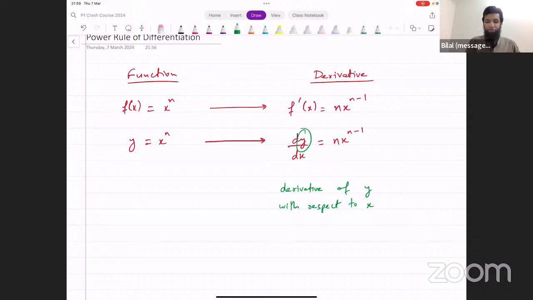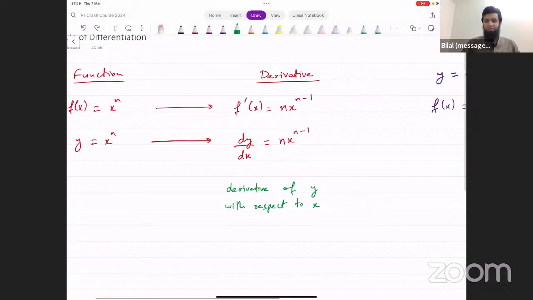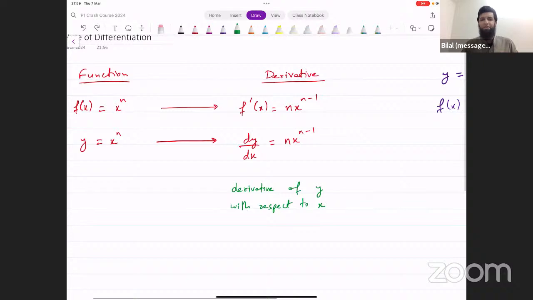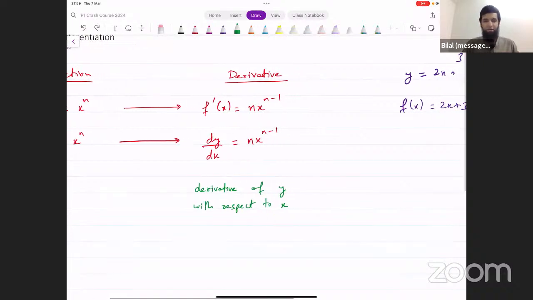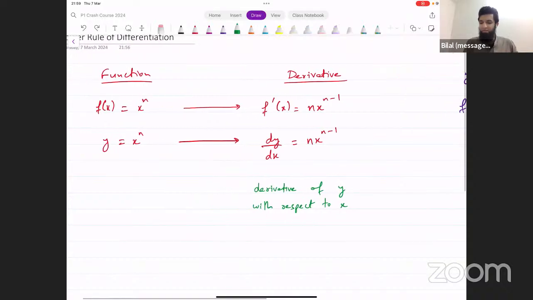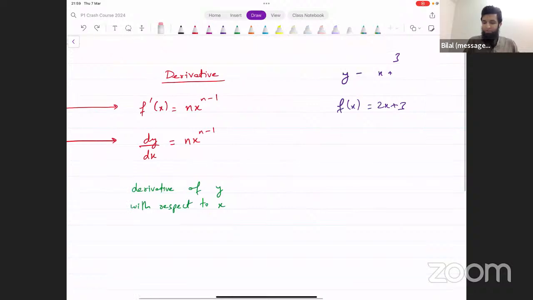Okay, derivative of y with respect to x. y is the function of which you're finding the derivative. x is the variable in which that function is defined. So we read it like this: derivative of y with respect to x. This notation actually comes from that. Remember, what does the derivative represent? The derivative represents the gradient function. What's the gradient? How is the gradient defined?